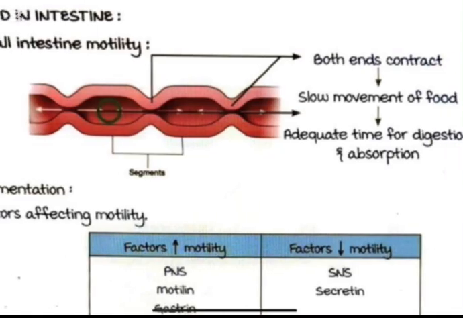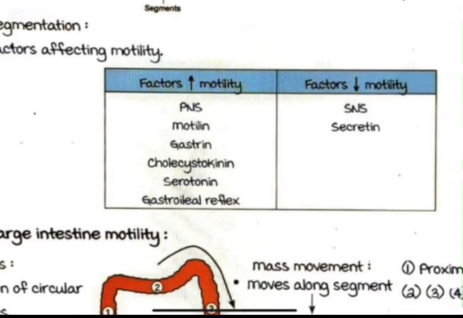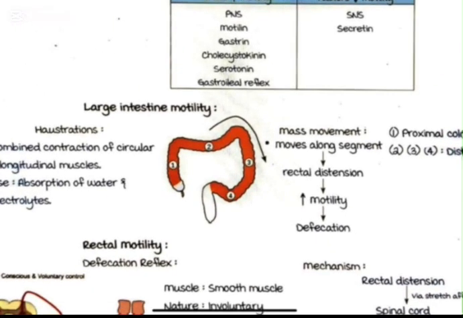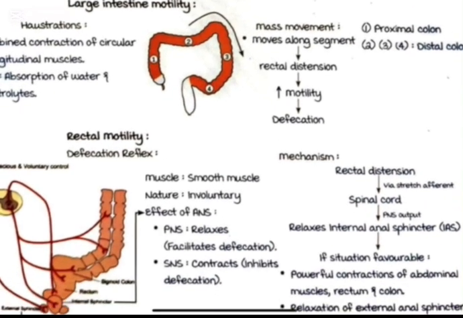Food in intestine. Small intestinal motility. Segmentation: both ends contract, slow movement of food, adequate time for digestion and absorption. Factors affecting motility: factors increasing motility are parasympathetic nervous system, motilin, gastrin, cholecystokinin, serotonin, gastroileal reflex. Factors decreasing motility are sympathetic nervous system and secretin.